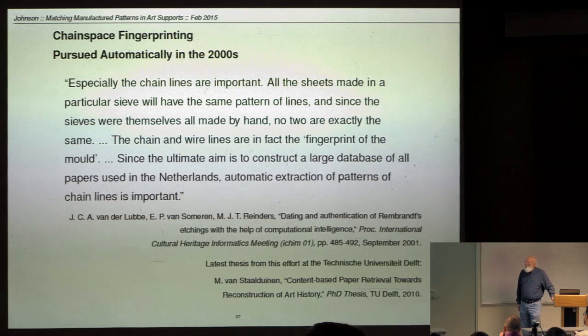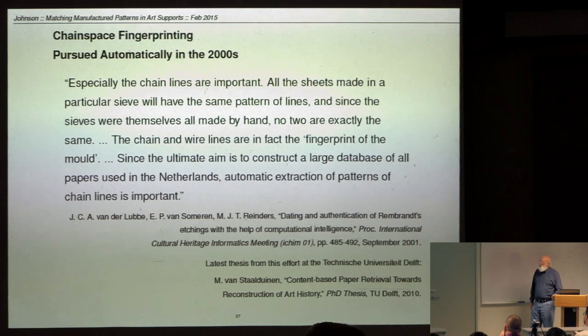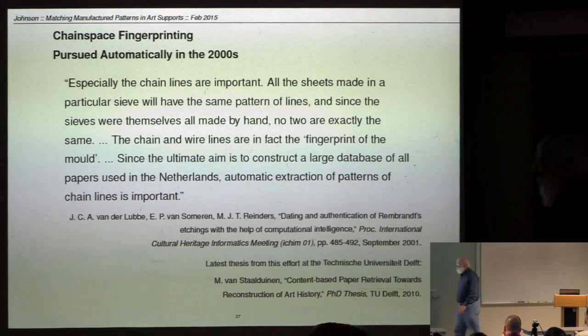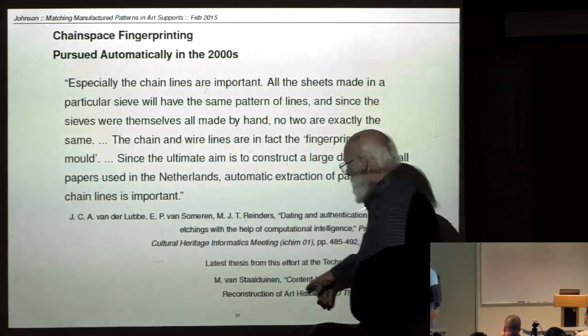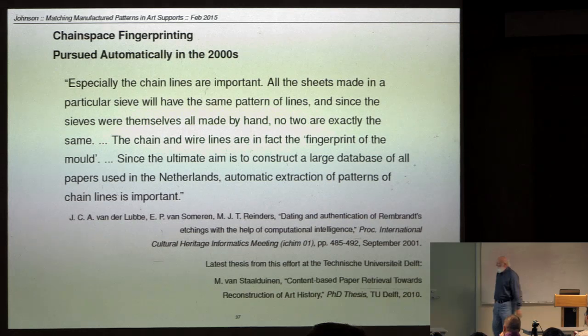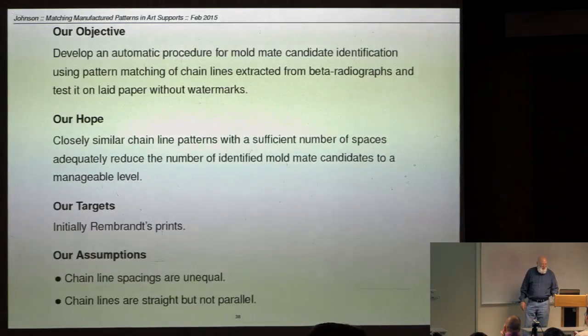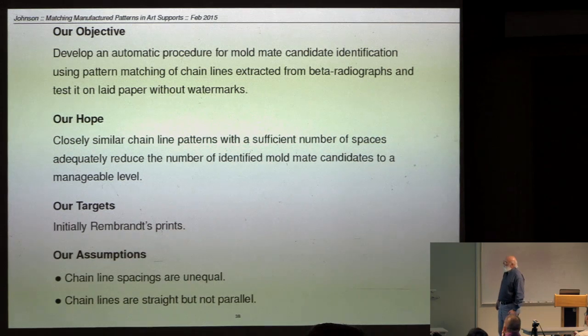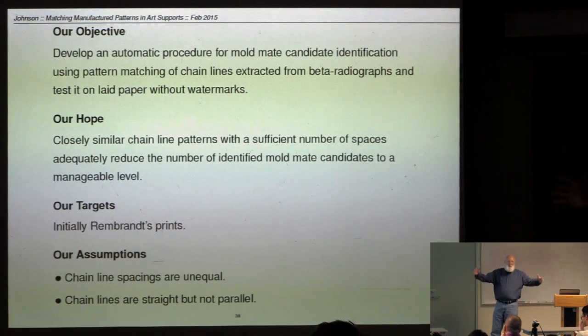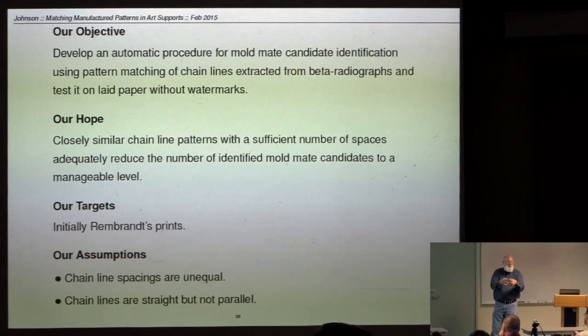Okay? Here's the quote from the first people. There's a group in the Netherlands, the only group I could find, that has tried to do this automatically. And they got stuck because they insisted on everything being automatic, right from the start, extracting the chain lines and everything. Jan van der Lubbe has had 3 or 4 PhD students, the latest being Mark Staudunen, who worked on this. So we want to develop an automatic procedure. We want to reduce the number of things that might match to a smaller group. Remember, we're not trying to find the one. We're just trying to find a smaller group. We start with 10,000, and if I can lower it down to 20, they're happy.